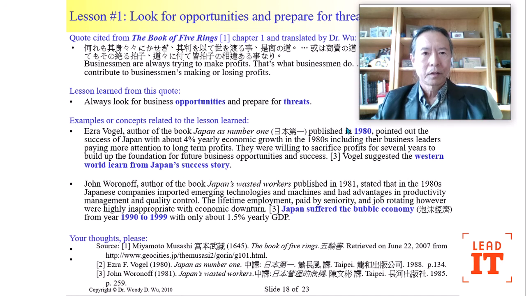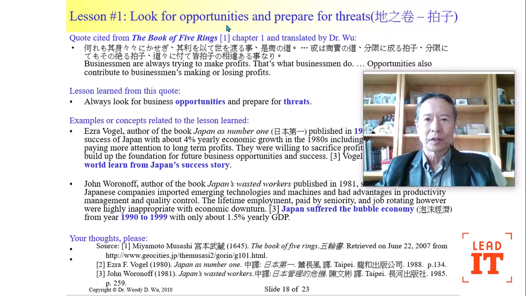Five lessons learned. The first lesson learned is look for opportunities and prepare for threats. A quote cited from the Book of Five Rings, chapter 1, translated by Dr. Woody Wu. That's the Japanese, and this is the English translation. Businessmen are always trying to make profits. That's what businessmen do. Opportunities also contribute to businessmen making or losing profits. Lessons learned from this quote: always look for business opportunities and prepare for stress. Opportunity, you make profit. Stress, you lose profit.